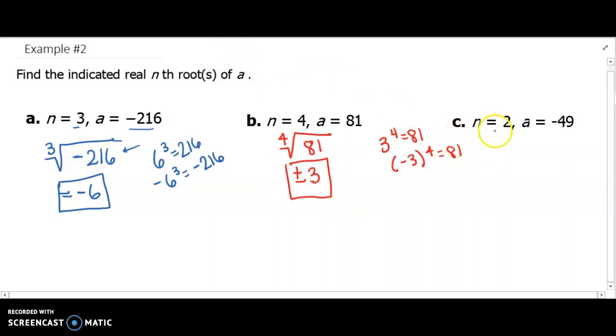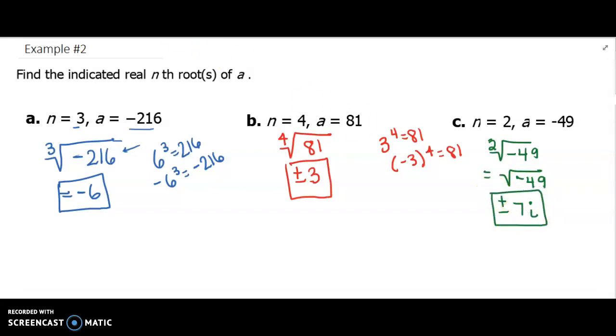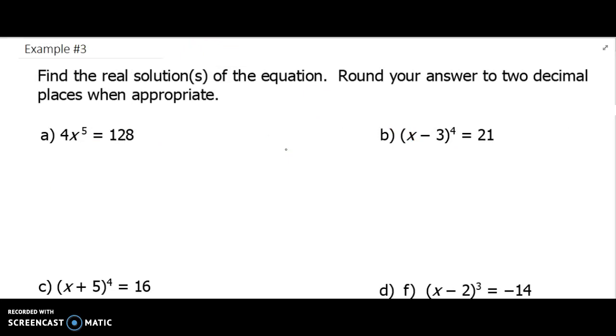Now last but not least, this is the second root of negative 49. Guys, this is also just the square root. We simply don't write the 2 because it's assumed without a number. Since this is even, it's imaginary, so plus or minus 7i would be your solution to that one. All right, let's look at example 3 now.